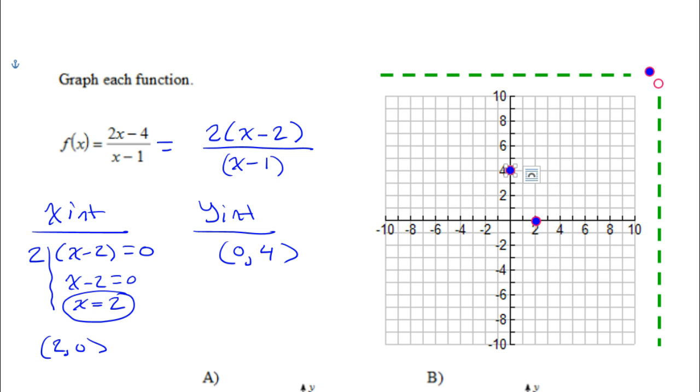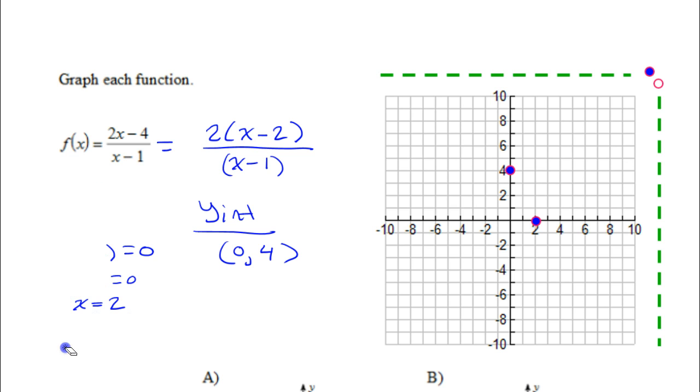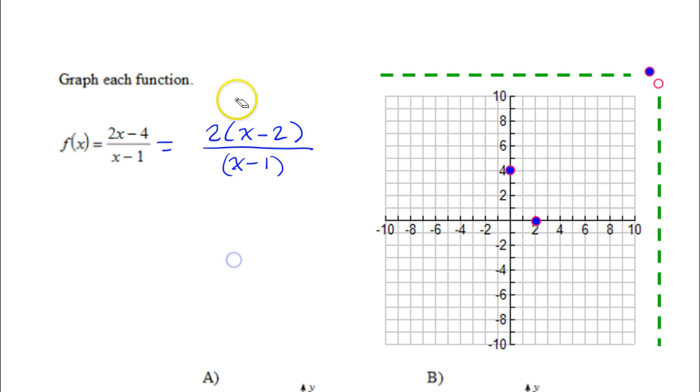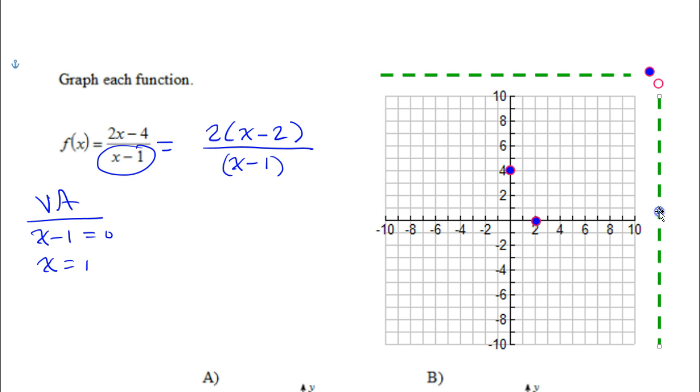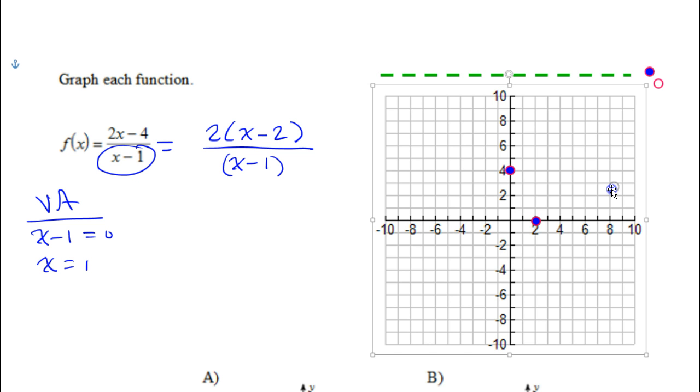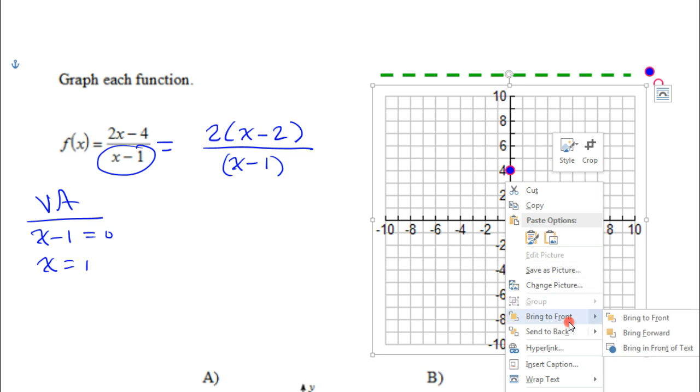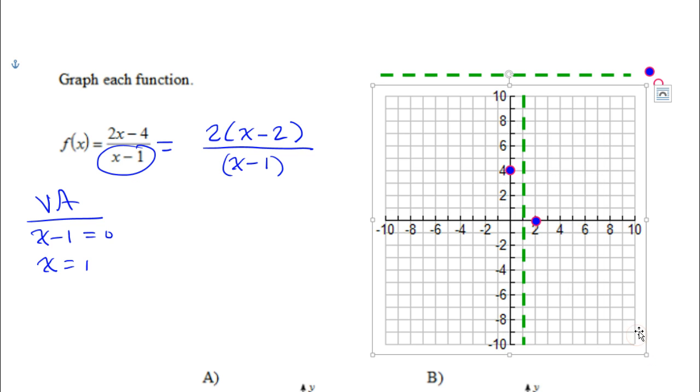Now let's talk vertical and horizontal asymptotes. Alright, let's do the vertical asymptote. Vertical asymptote comes from setting the denominator equal to 0 and solving. So x equals 1 should be my vertical asymptote. So let's go ahead and get that graph going. I really wanted that to be in the front, so I think I'll send this to the back. Alright, so there's my vertical asymptote.